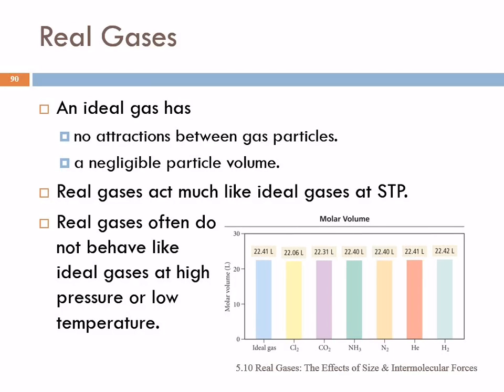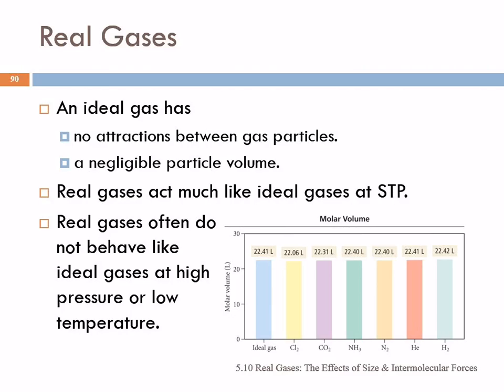Well, what happens with real gases? In an ideal gas, there's no attractions between gas particles. Well, real gases do have some attractions between the particles. In an ideal gas, the particle volume is negligible. But gas particles do have volume, and under some conditions, that does become significant.